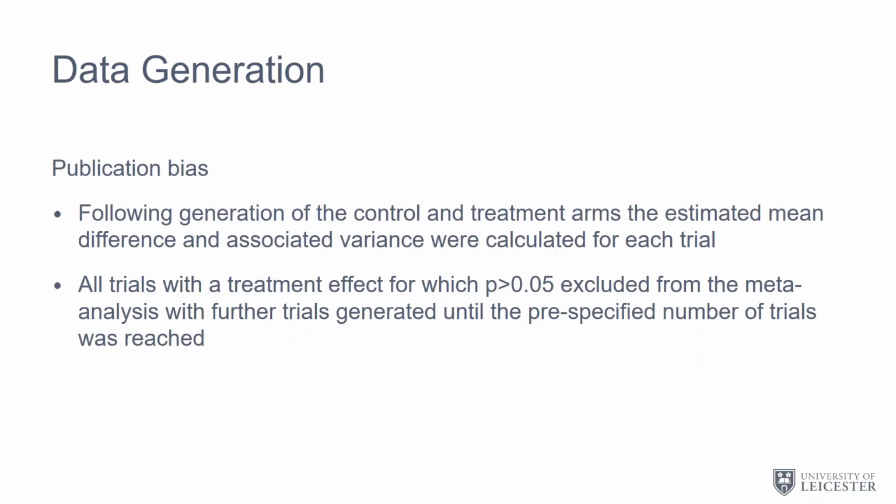And so then to induce the publication bias, once we'd generated the control and treatment arms, we were able to calculate the mean difference and the variance for every trial. And from that, we got our two-sided Z statistic and our p-value. And if that p-value was greater than 0.05, we excluded the trial from the meta-analysis, and we continued to generate further trials until we had our pre-specified number of trials, so either 30 or 15.